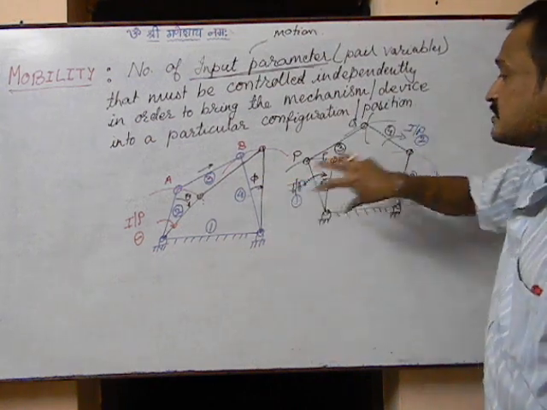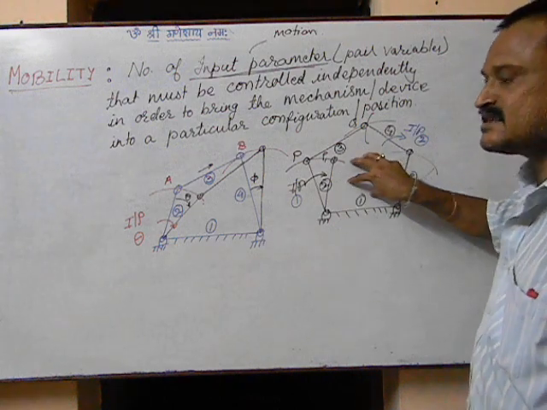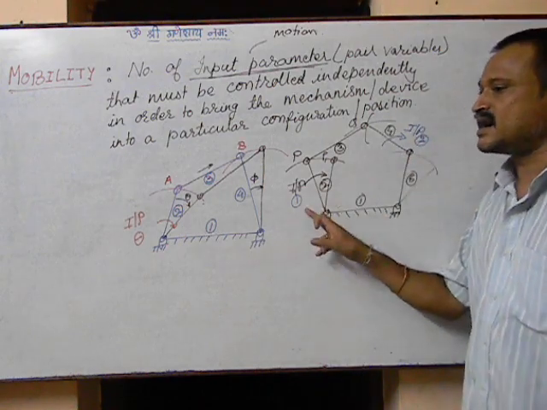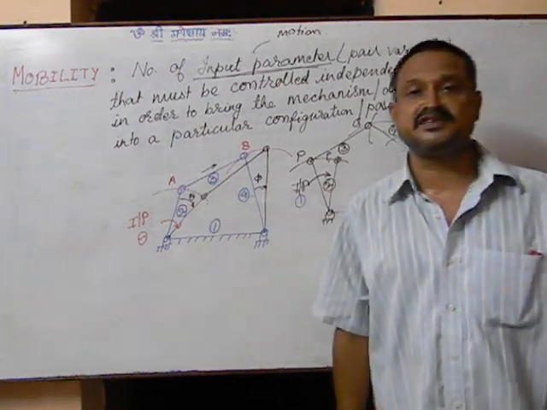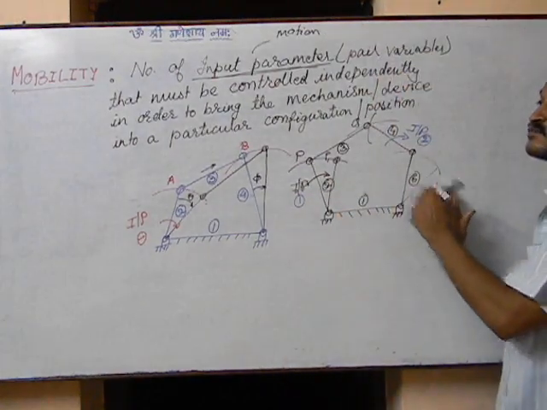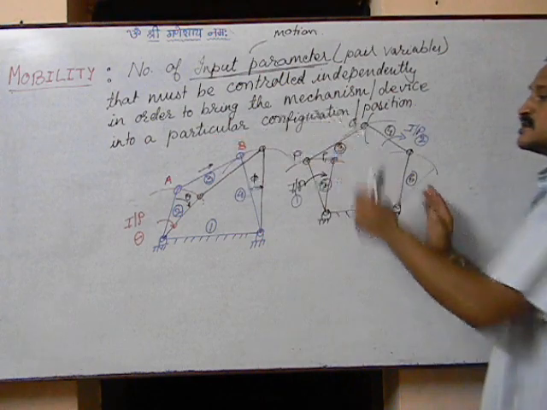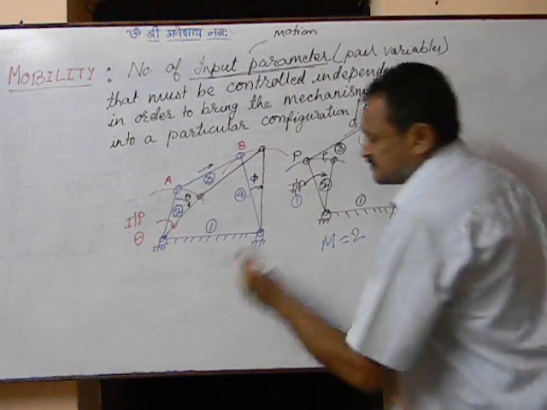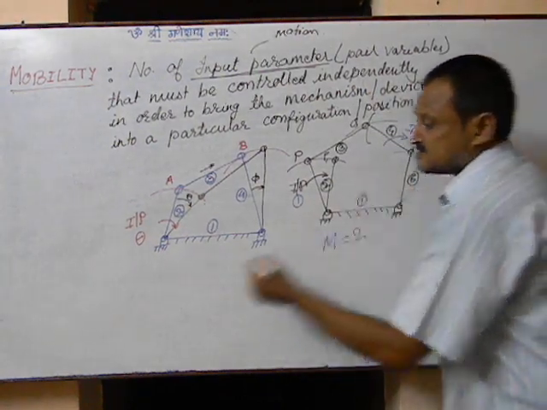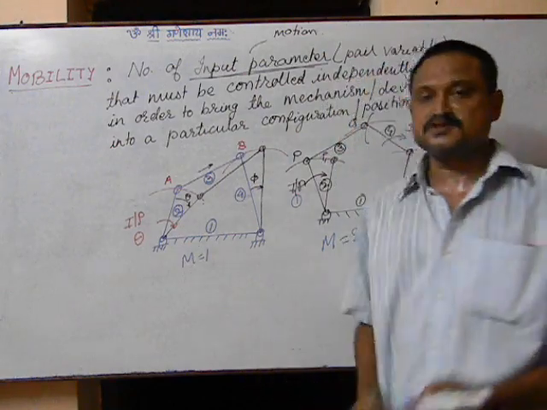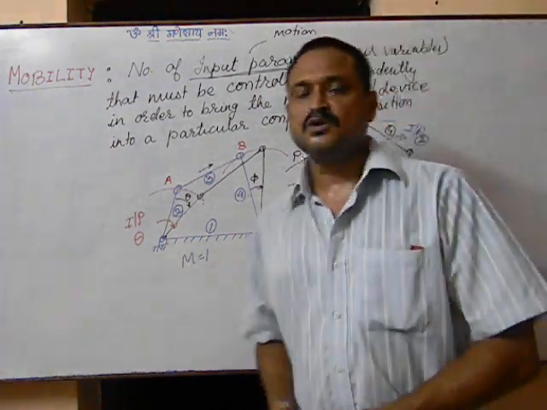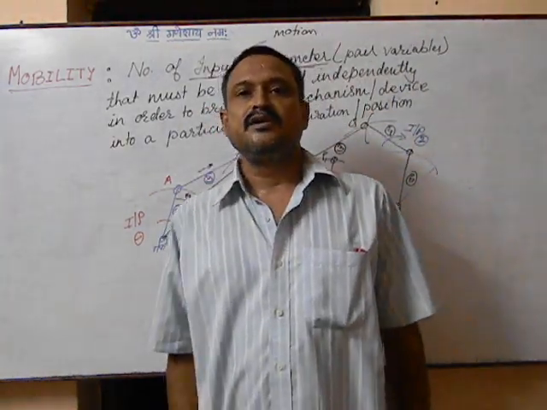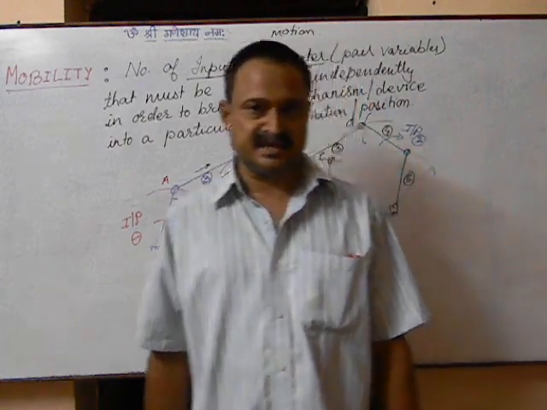So in this case I need two independent motions to achieve the required particular configuration. So in this case, I'll say that the degree of freedom or mobility of this chain or mechanism is 2, and the mobility of the earlier mechanism is 1. So what is there in the case of analysis? What we first need to determine is the mobility of the mechanism, right?